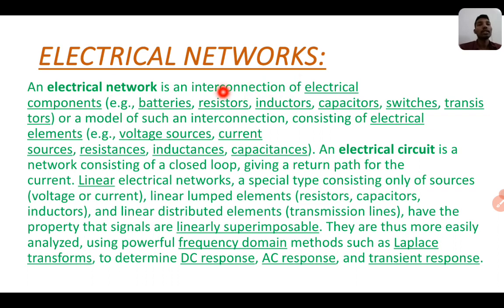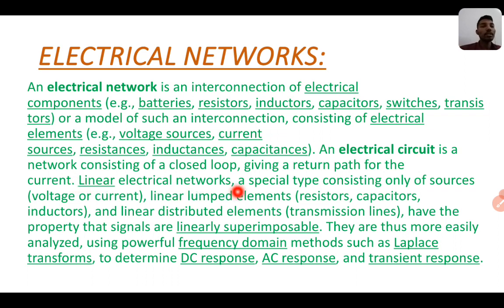Electrical networks. An electrical network is an interconnection of electrical components. Examples: battery, resistors, inductors, capacitors, switches, transistors are a model of such an interconnection consisting of electrical elements. Example: voltage sources, current sources, resistance, inductance, capacitance. An electrical circuit is a network consisting of a closed loop giving a return path of the current.